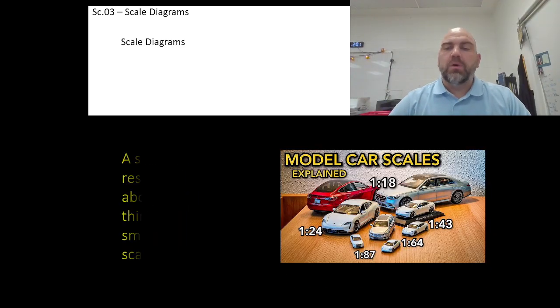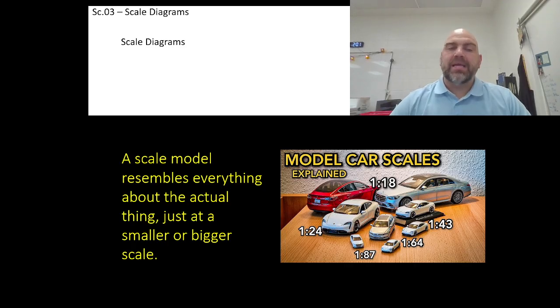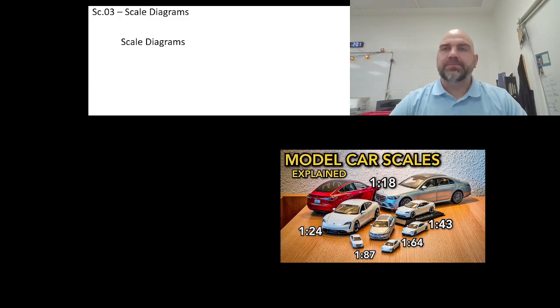All right, so a scale model resembles everything about the actual thing, just at a smaller or bigger rate. These cars in this picture here look exactly like the original, but they are just much smaller. Everything about them looks exactly the same. If we could get a ray that would make everything bigger, a large ray or whatever you want to call it, it would be the exact same car, just enlarged. So it's just been shrunk down to this size.